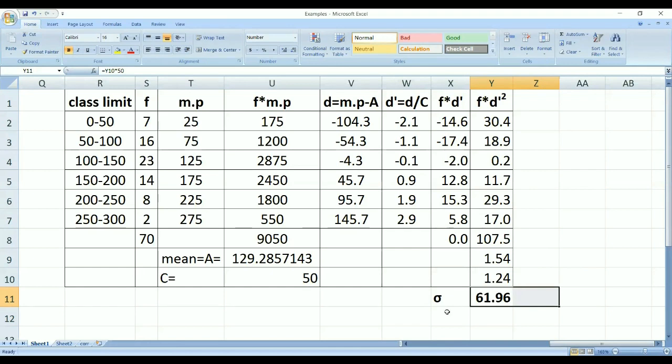If you want to calculate the coefficient of variation, the formula is sigma divided by x bar, that is, into 100. So that is the coefficient of variation of the mean.